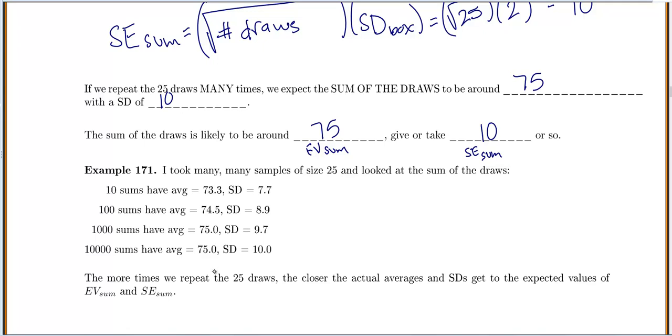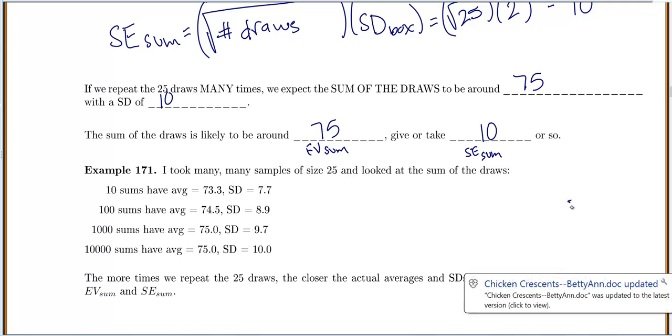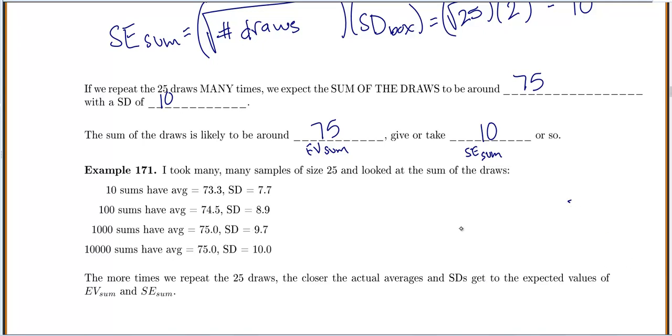So the more times we repeated these 25 draws, the closer the actual averages, so my observed averages and standard deviations, get to the expected values of my expected value for the sum and my standard error for the sum. So again, the more times I do the sum, the closer the average and standard deviation get to my expected value and standard error.